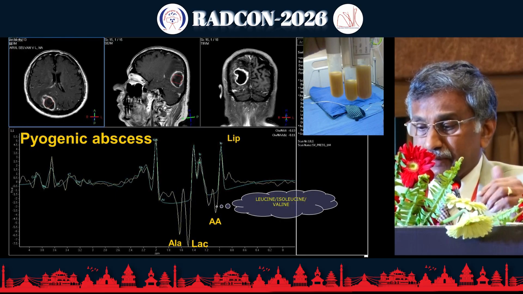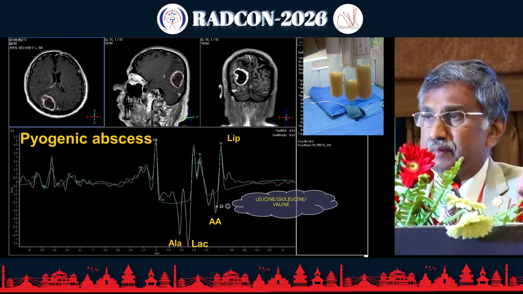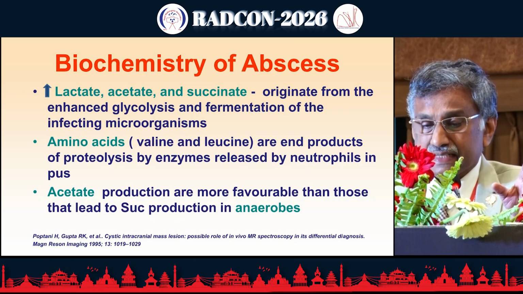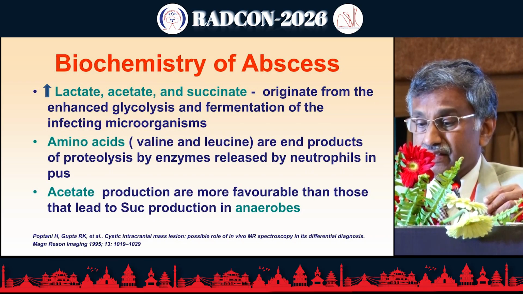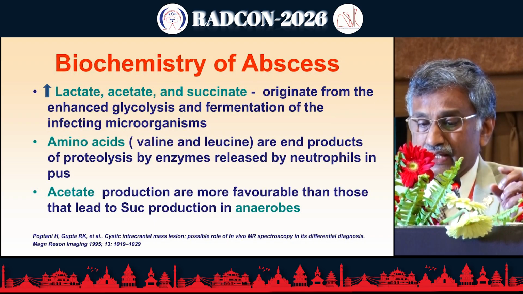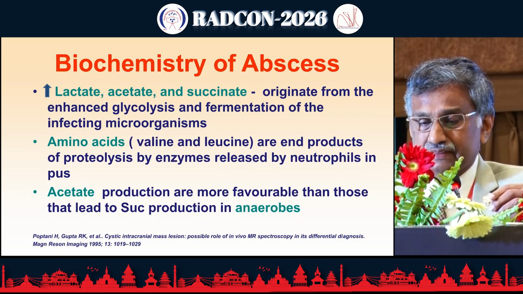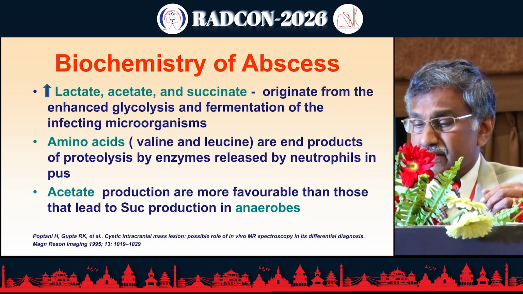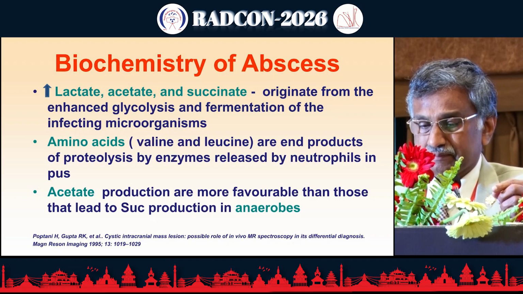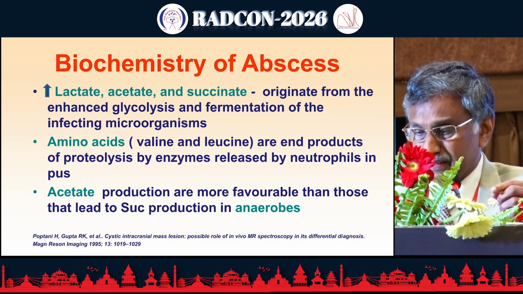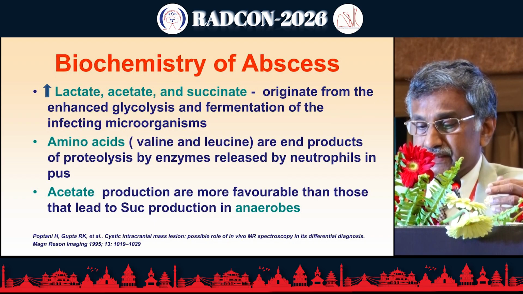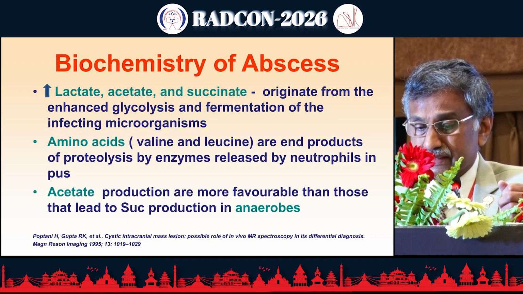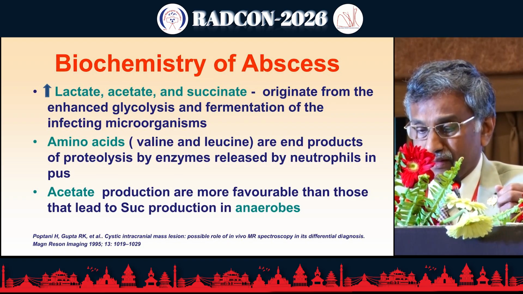And pyogenic abscess can again be differentiated, depending on the aerobic and anaerobic organism. Increased lactate, acetate, and succinate originate from the enhanced glycolysis and fermentation of the infecting microorganism. The amino acids valine and leucine are end products of the proteolysis by enzymes released by neutrophils in the pus, and acetate production is more favorable for those. They lead to succinate production in the anaerobic organism.